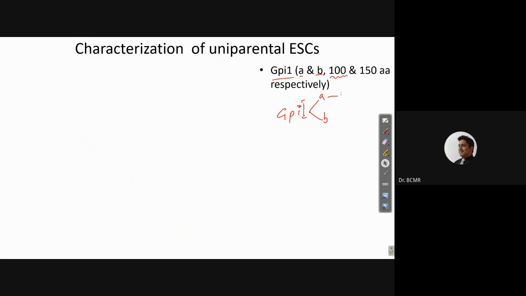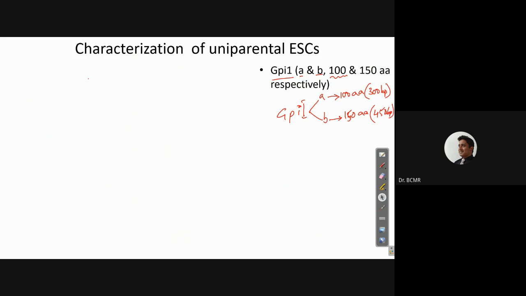Allele A has about 100 amino acids, which will give a protein of 100 amino acids. Allele B would give a protein of 150 amino acids. I guess you can calculate the size of the DNA, isn't it? This would be approximately 300 base pairs, and this would be somewhere around 450 base pairs, right?